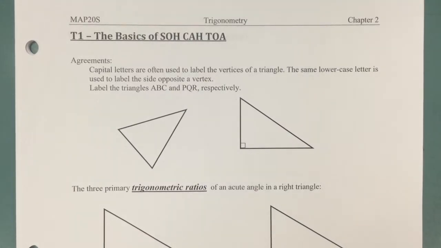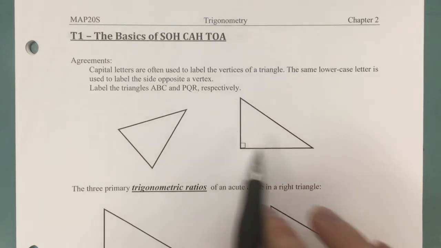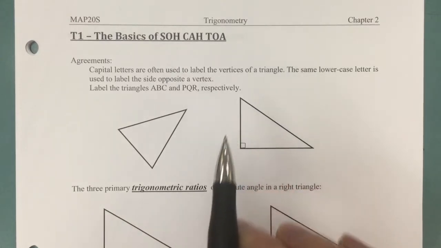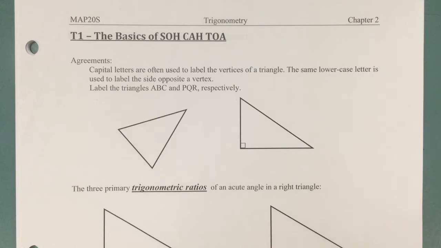In this lesson, we will look at the basic trigonometric ratios of the angles inside of a right triangle. And those are the sine ratios, the cosine ratios, and the tangent ratio. To begin with, what we will look at is the labeling of a triangle.